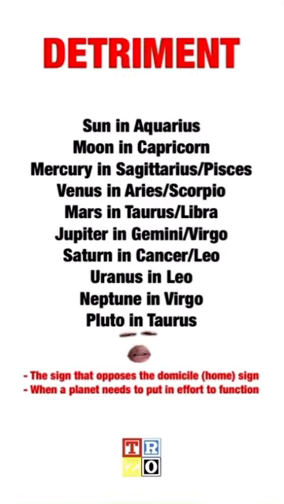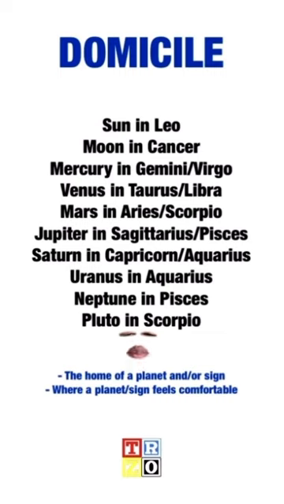Detriment. It's the sign that opposes the domicile sign. It's also when a planet needs to put in more effort to function. You got sun in Aquarius, moon in Capricorn, so on and so forth. Domicile. It's the home of a planet and/or a sign. It's also where the planet or sign feels most comfortable. You got your Venus in Taurus and Libra, Mars in Aries and Scorpio, so on and so forth.